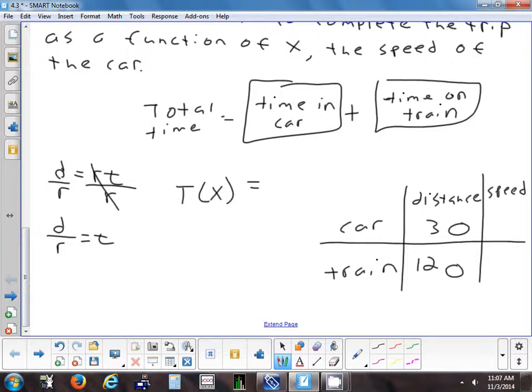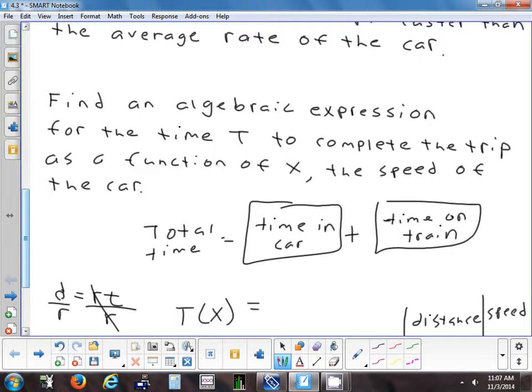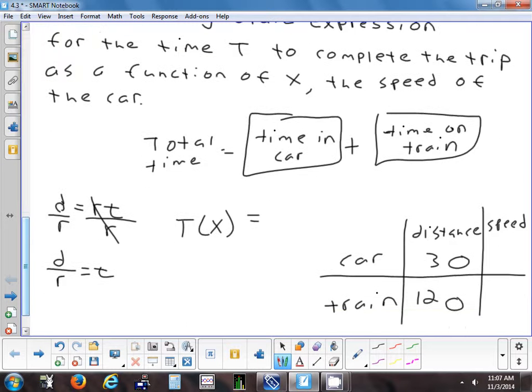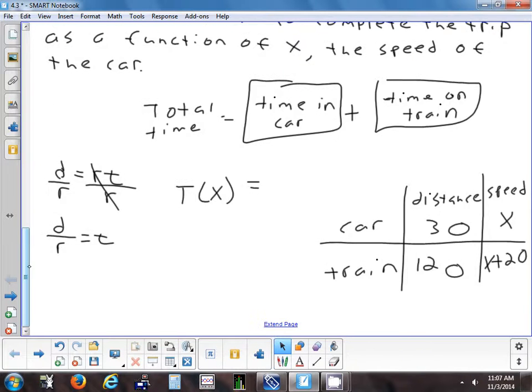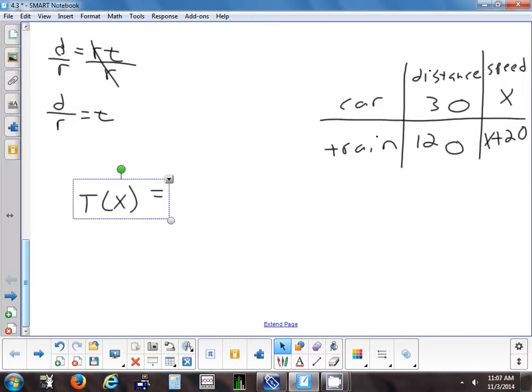All right. Now we're going to figure out our speeds. Okay, Alex, what did we let the speed of the car be? X. Yep. The speed of the car is x. And do you remember what we said about the speed of the train? X plus 20. Okay, so if you have trouble thinking about all that, maybe a table helps you just to organize everything. Now let's write our equation.